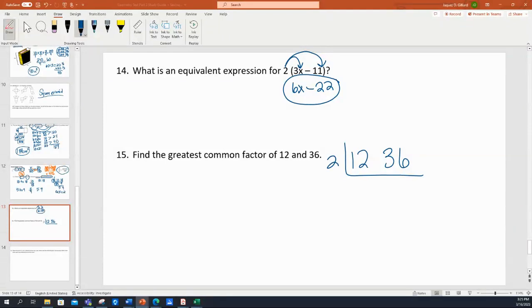So we're going to do that. 12 divided by 2 gives you 6, and 36 divided by 2 gives you 18. Okay? But we know that these are two even numbers, so we can go some more.